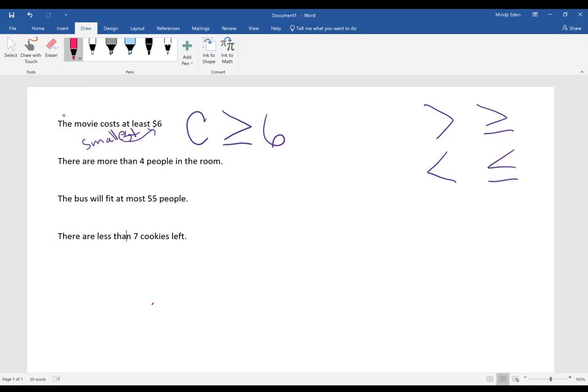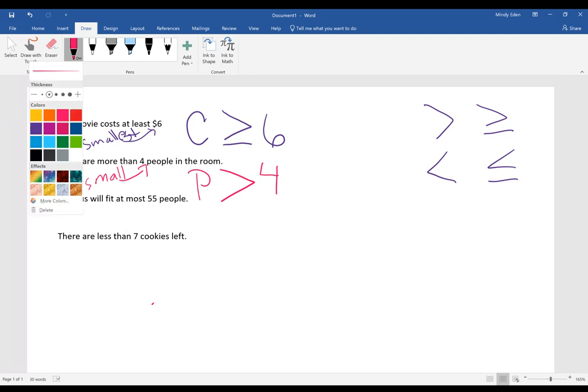So on the second example, we've got there are more than 4 people in the room. So I've got people and 4. So if I think about this, I've got more than 4 people. So that means that 4 is the smallest. So I'm going to put the small point by the 4. And if there have to be more than 4, it means I can't equal 4. So if you look at both of these, they use the greater than symbol, but this said at least, and this one said more than. So they're trying to trick you, but if you understand the process, it will always work.